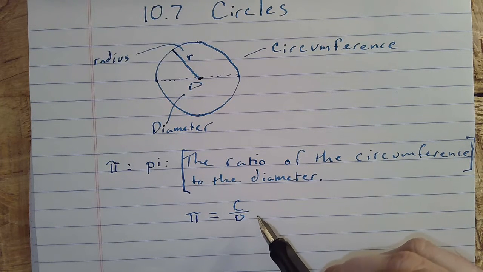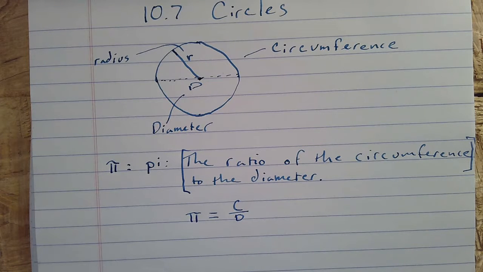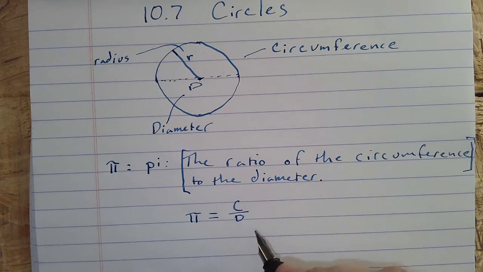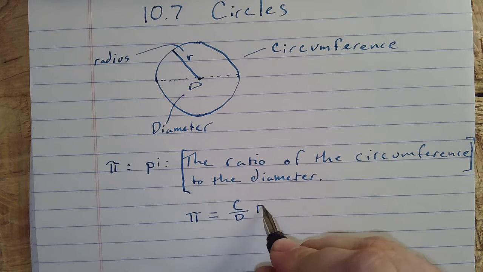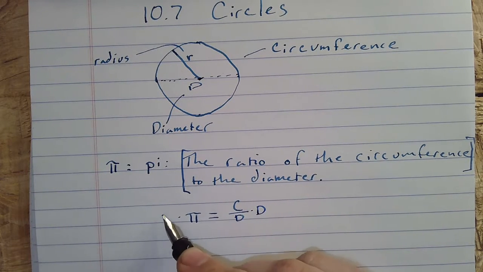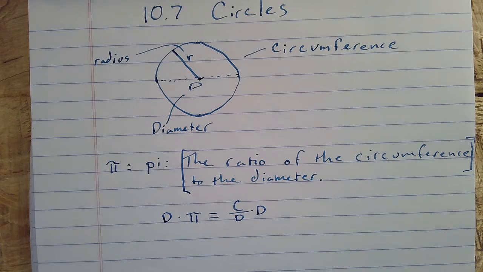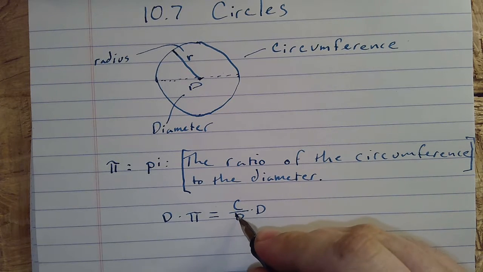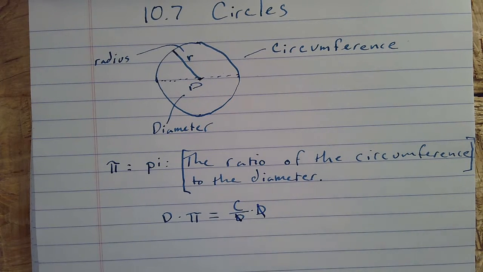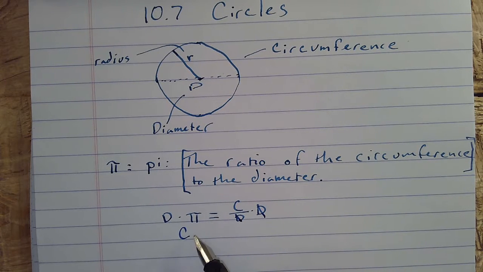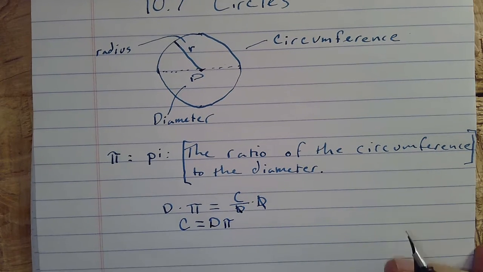So if we take that, that means if I look at this, I can also move this around and define our circumference. If I multiply each side by the diameter here, you can see over here the diameter cancels out. And that means that the circumference equals the diameter times pi. Hey, that's like the circumference equation you had to memorize. That's exactly right.